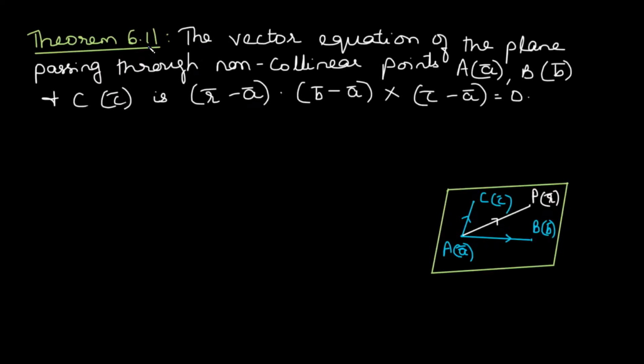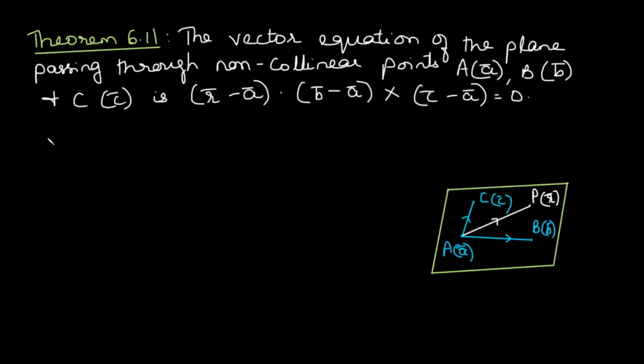In theorem 6.11, the other theorem that I told you about, the vector equation of a plane passing through non-collinear points A having position vector A bar, B having position vector B bar and C with position vector C bar is (R minus A) dot (B minus A) cross (C minus A) is equal to 0. Suppose the given plane is over here and P is a point in the plane other than A, B and C, and P has the position vector R bar. Now suppose we join AB, AC and AP and form these vectors from them.